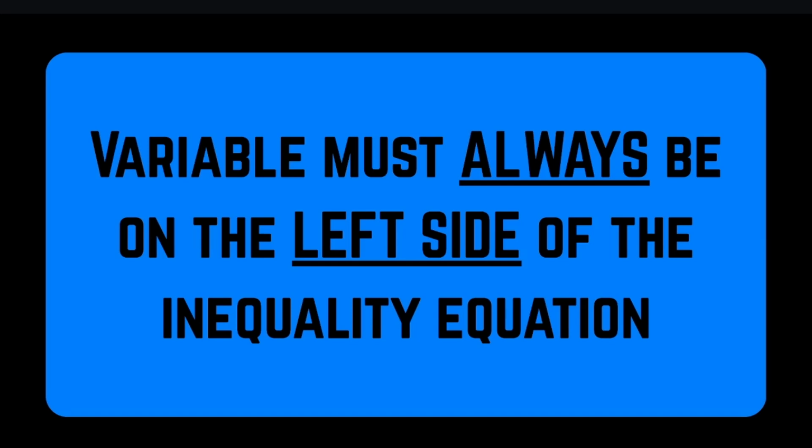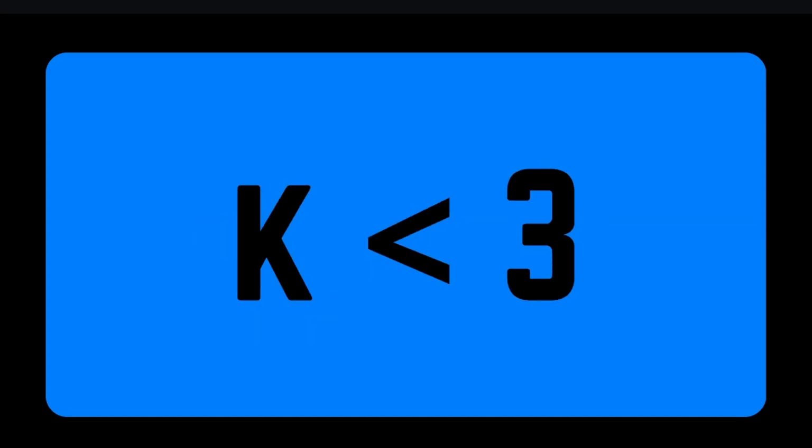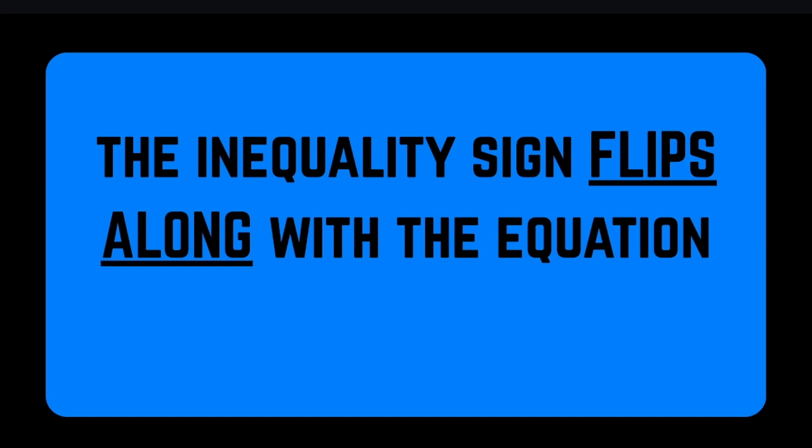If you said this is already correct, you would in fact be wrong, because we must take note that the variable must always be on the left side of the inequality. This means that since K is on the right side, the actual equation is wrong. So we must switch it. If you said K is lesser than 3, you would be wrong. Because another thing that we must take note of is that if you're flipping the sides, in this case K and 3, the inequality sign must also flip along with it. So the lesser than will become greater than. So the answer is K is greater than 3. Very, very confusing. It was hard for me to learn at first, but I know you guys can get it.